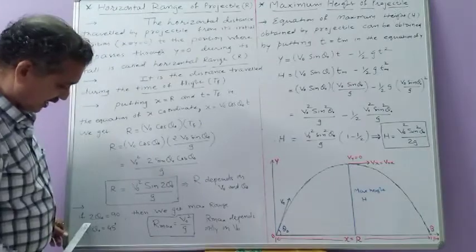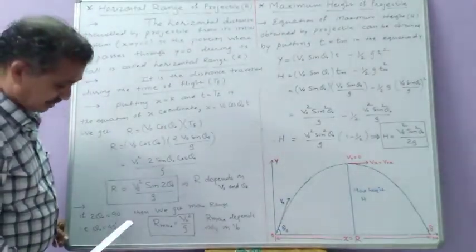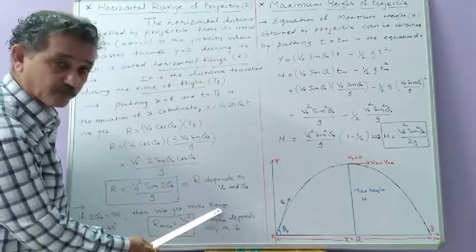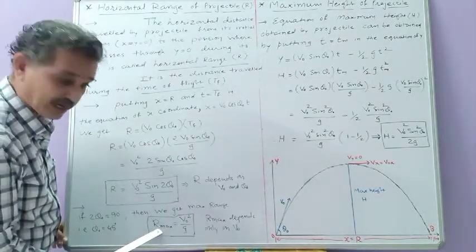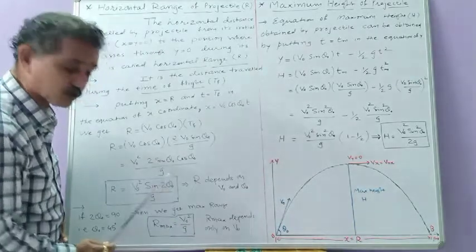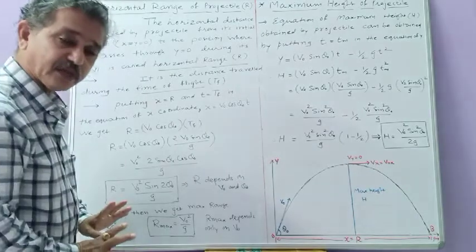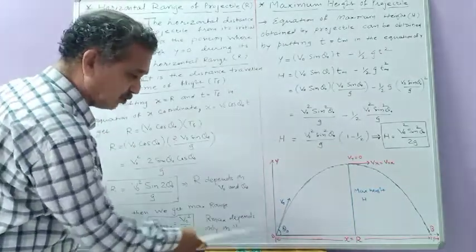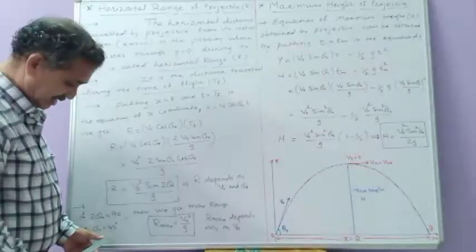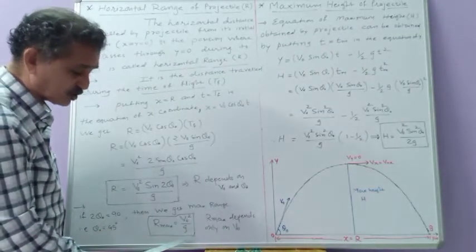So if 2 theta 0 equals 90 degree, meaning theta 0 equals 45 degree, then we get the maximum range of projectile. Therefore sin 90 being 1, we get the maximum range formula R max equals V0 square upon g. So when this maximum range word is used, then automatically you understand the angle of projection theta 0 is given indirectly and it is 45 degree. And this maximum range is given by V0 square upon g.